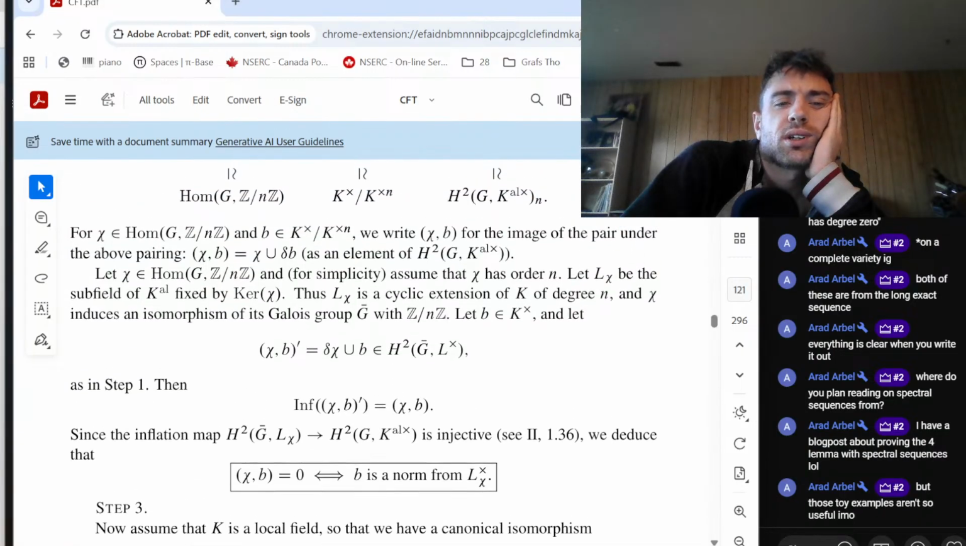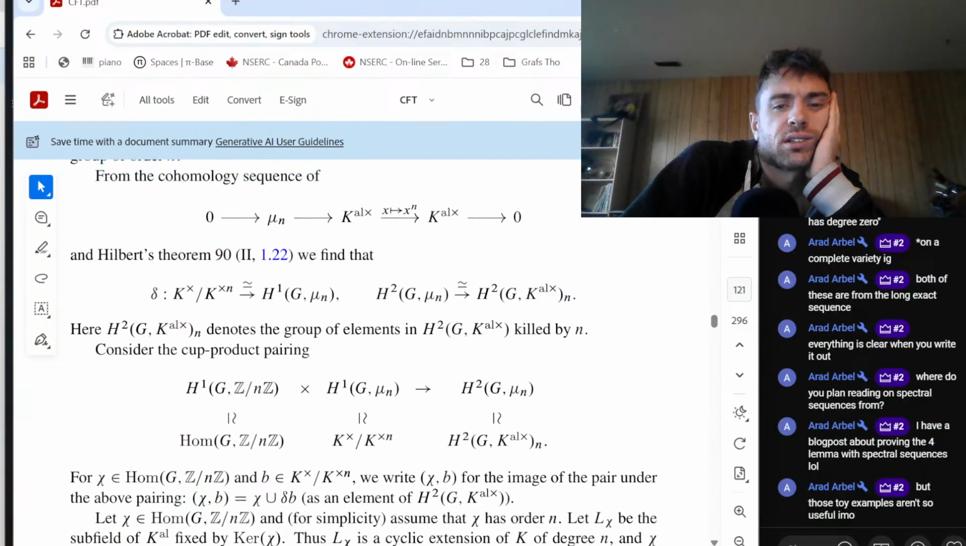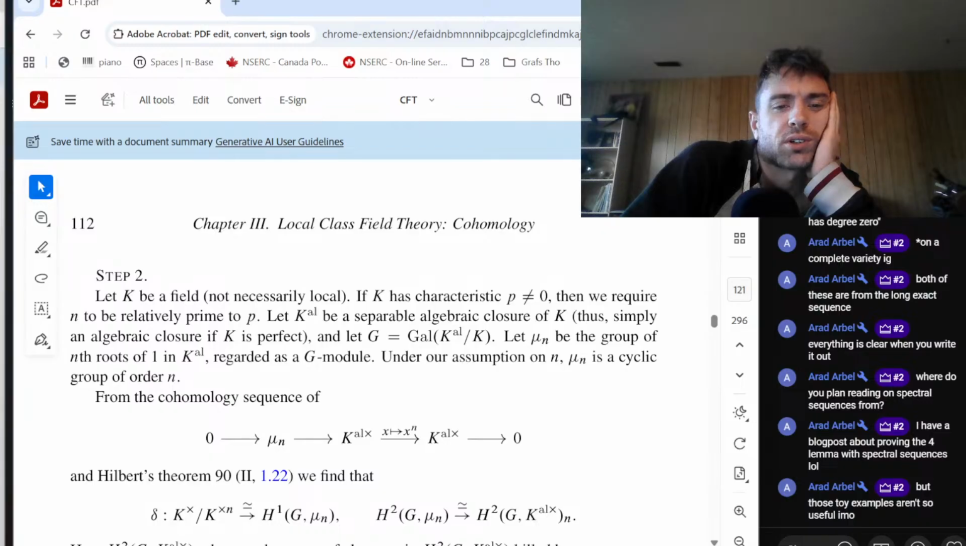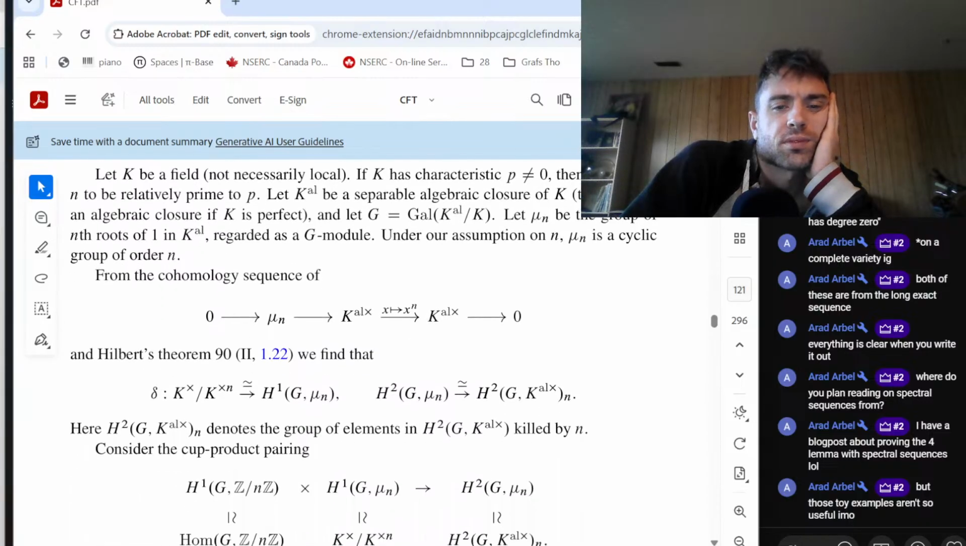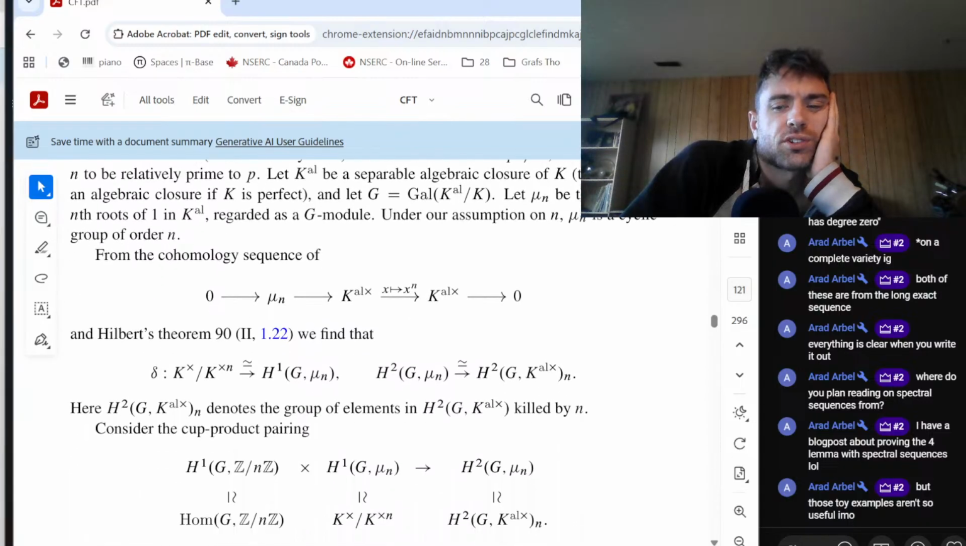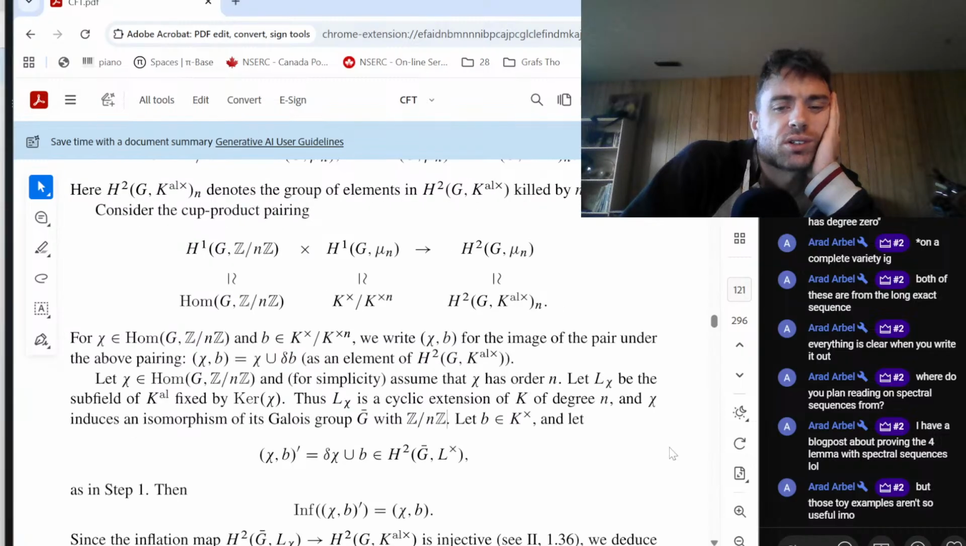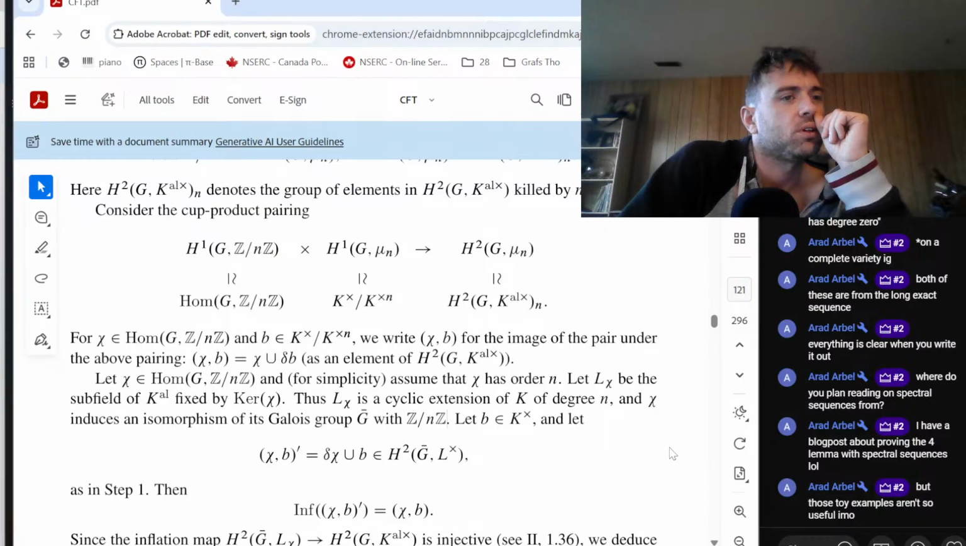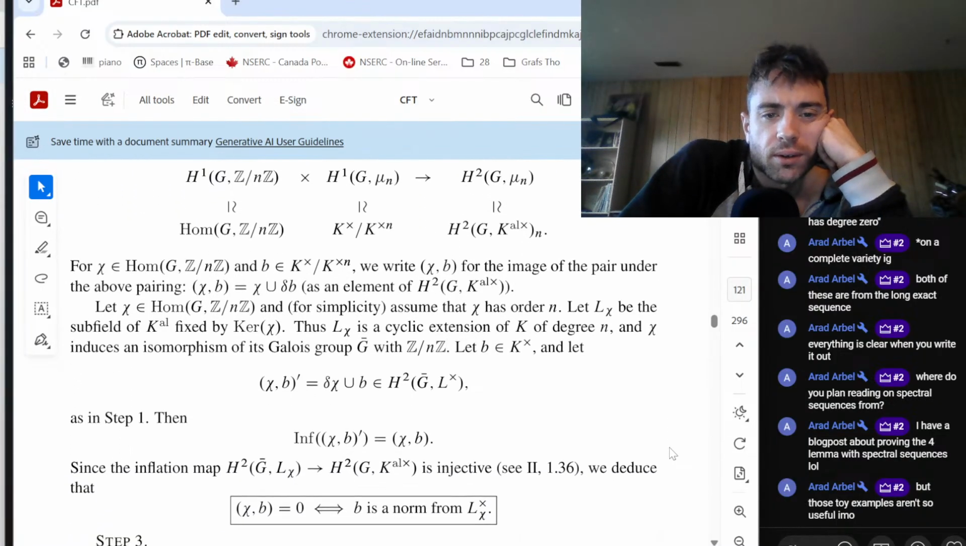Well, we're assuming chi has order n. What are we assuming about our group here? Oh, it's the Galois group of the closure. Surely it must be. Yeah, I mean, it's order. Yeah, okay.